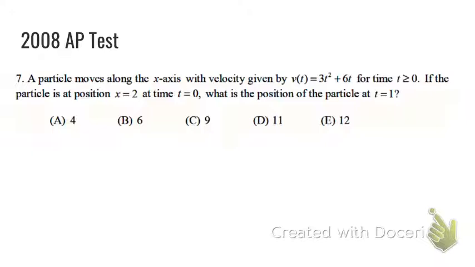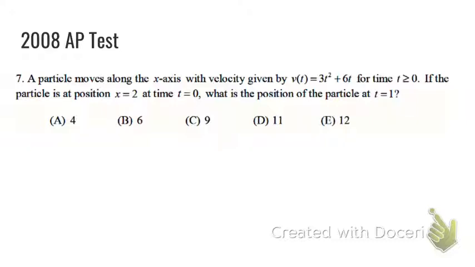It says a particle moves along the x-axis with velocity given by v of t equals 3t squared plus 6t for time t greater than or equal to 0. If the position of the particle is x equals 2 at time equals 0, what is the position of the particle at t equals 1?